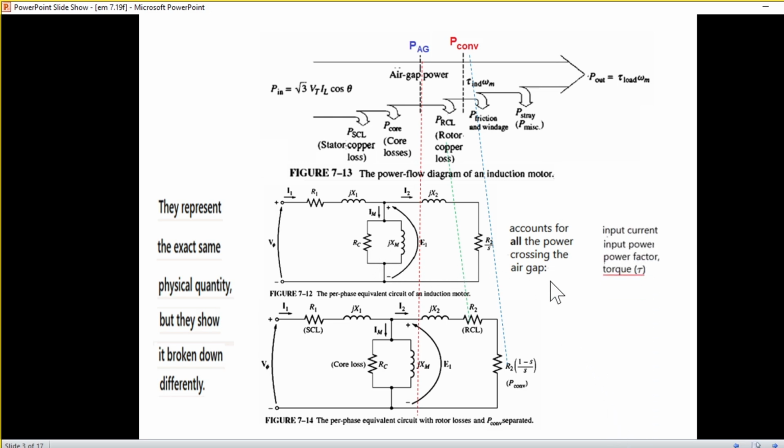Now this diagram is generally used when we need to find input current, input power, power factor or torque. Whereas the second diagram is preferred when you have to calculate the rotor copper loss and converted mechanical power. As we go, we will be eliminating this resistance RC, because this value is very negligible as compared to XM.